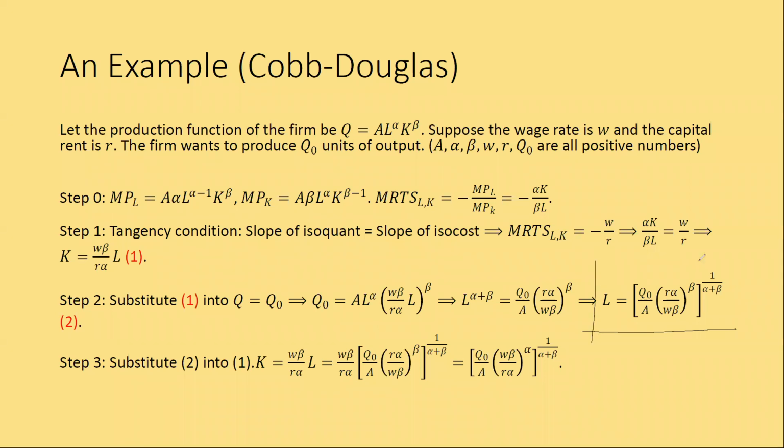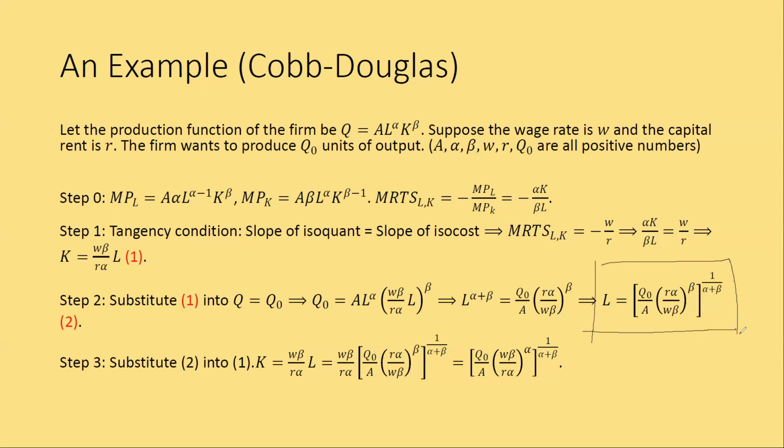I'm expressing L in terms of all other parameters. And although it looks complicated, everything else is just numbers, right? Q0 is a number. It is 400 in our previous example. A is also a number. It was 2. R is the capital rent. W is the wage. Alpha and beta are also constant numbers given to us.